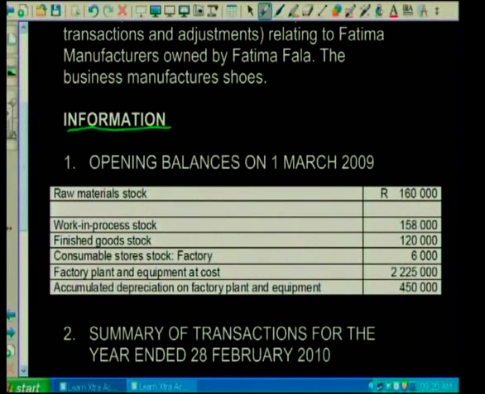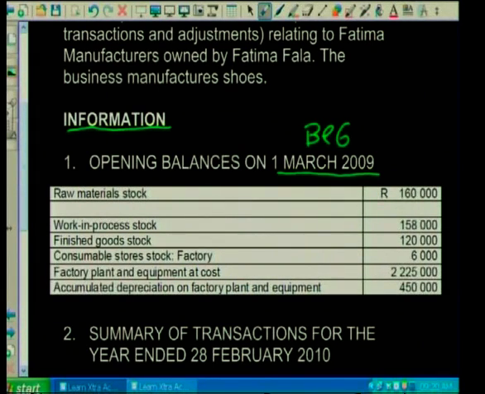Information given to me is firstly opening balances on the 1st of March 2009. Opening balances, remember guys, this refers to the beginning of the financial year. So my raw material stock at the beginning of the year, I've got a stock of 160,000. Then I've got work in progress stock.